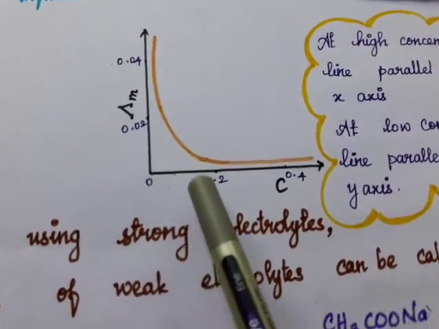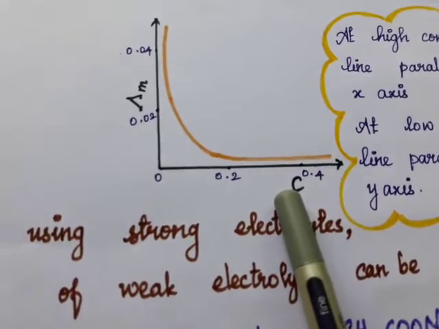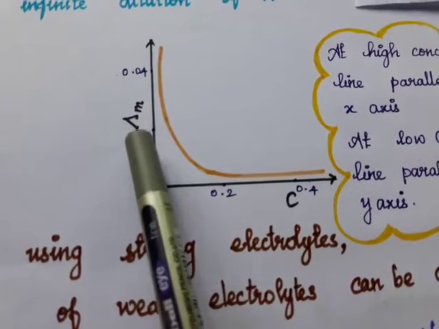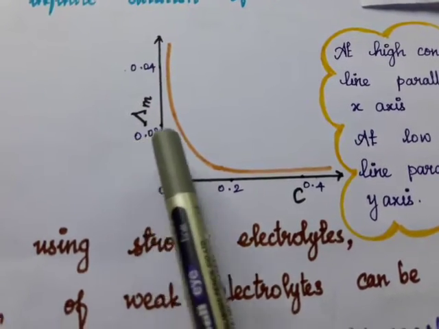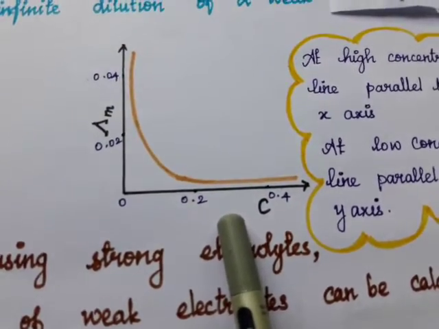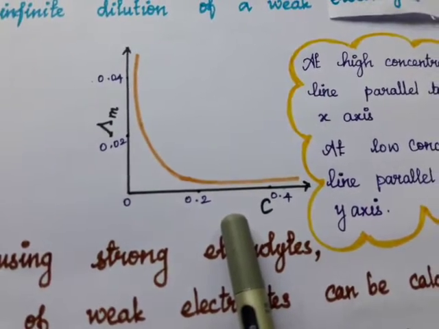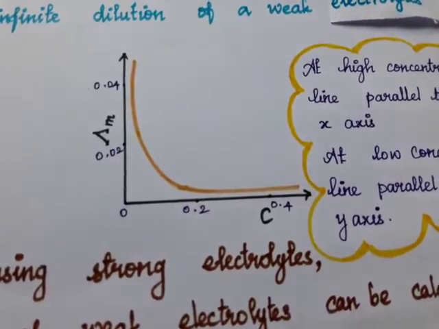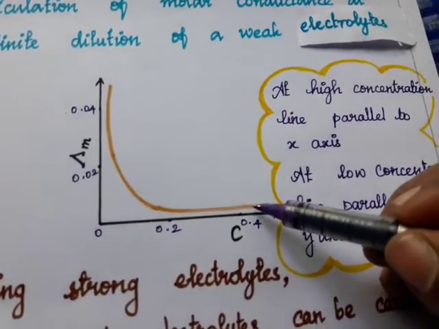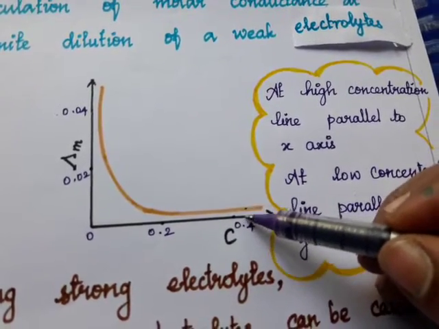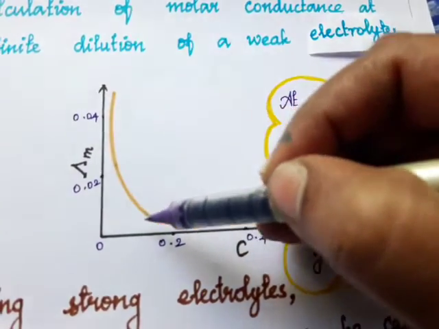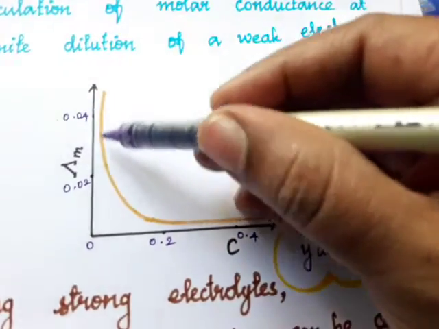So we have drawn the graph between the concentration and the molar conductance. Here the molar conductance has been taken on the y-axis and the concentration on the x-axis. This graph we have seen already. For the weak electrolytes, we are not getting a straight line, right? At high concentration, the graphical line will be parallel to the x-axis, and at low concentration, the graphical line will be parallel to the y-axis.